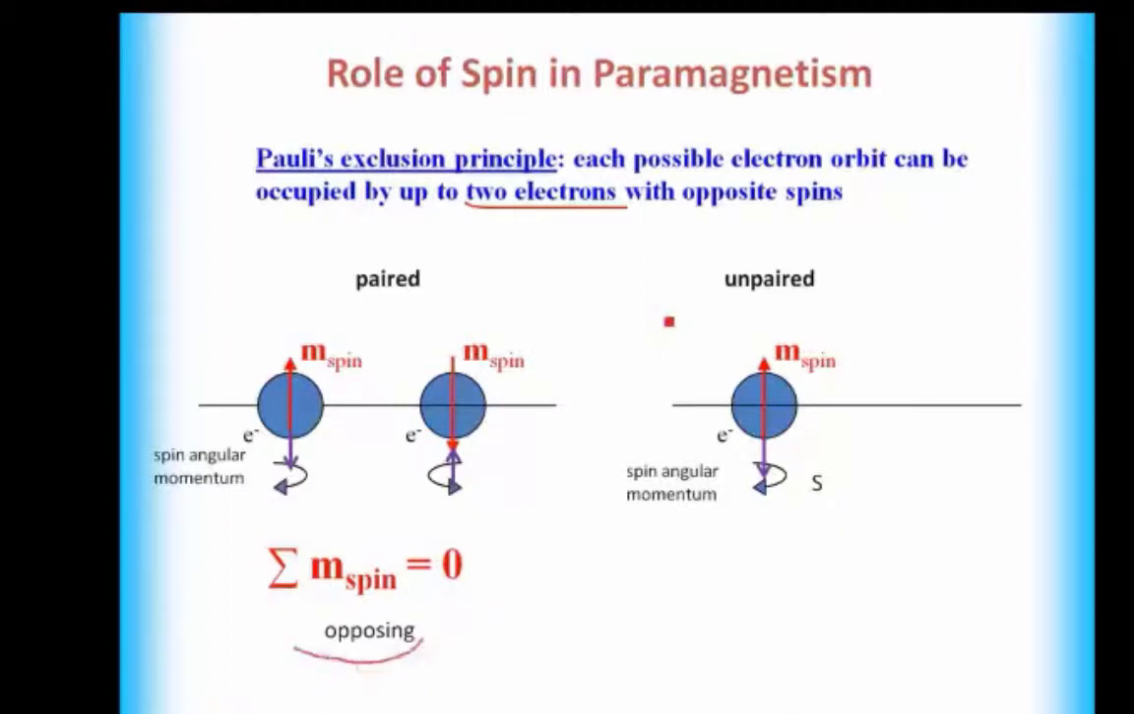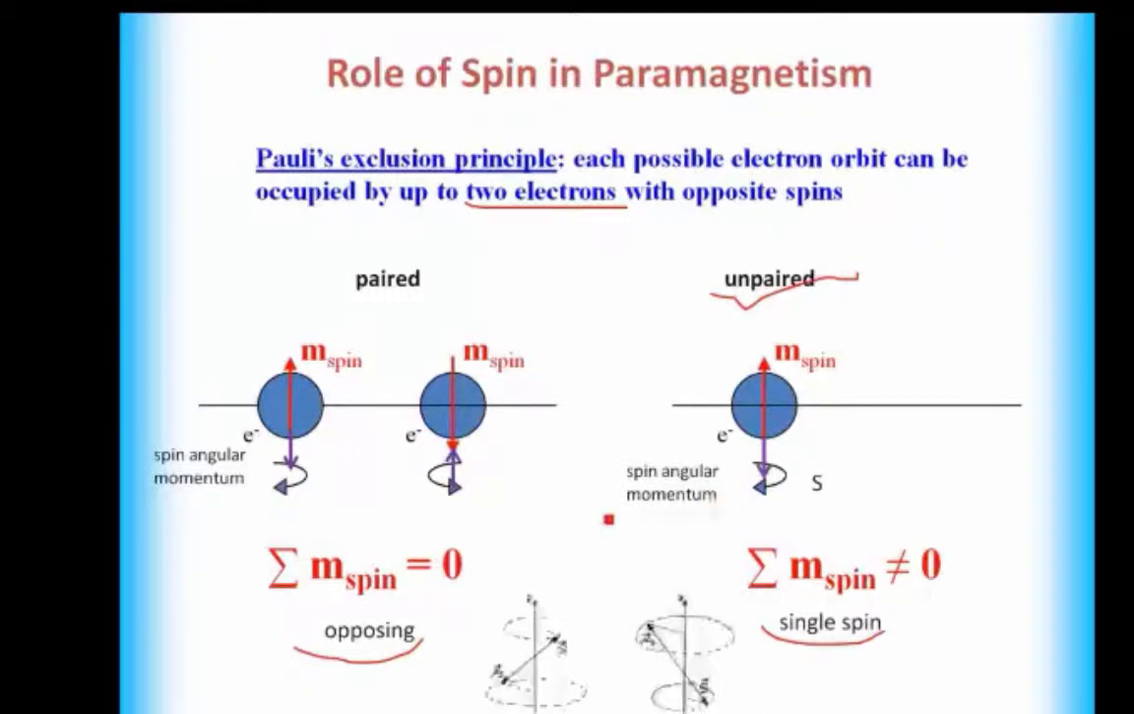If we have a single electron, so we have an unpaired electron, then here we sit with this m spin. Here's the angular momentum here. If you look at this, then you have a non-zero m, so we have a single spin with a non-zero. So the atom itself has a non-zero magnetic moment. Just to remind you, it's a little more subtle than the way I presented this here.